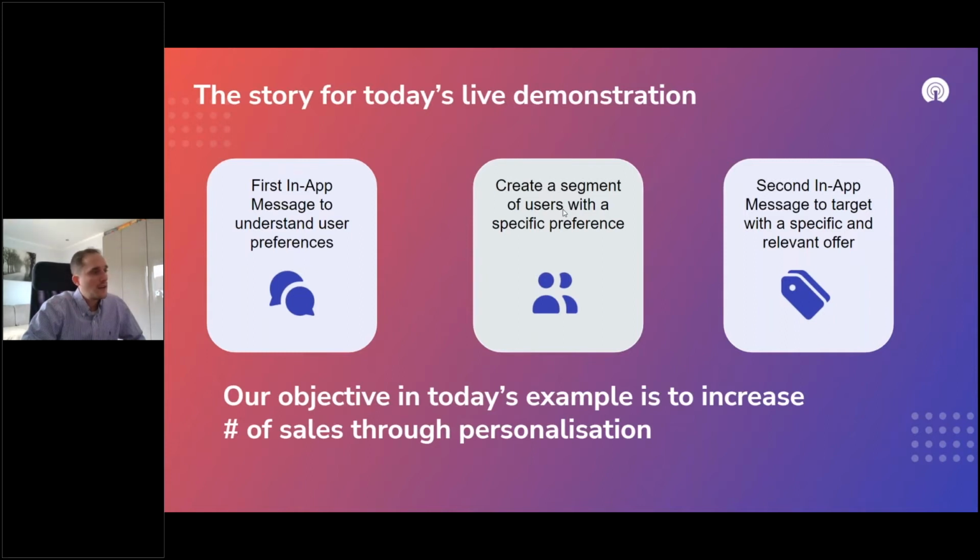Second, having now in this fictitious example captured the preferences of our users, I will now create a segment separating those who have this particular preference, which sets me up for success on the third step, which is the second in-app message aimed at a very particular sub-segment whose preferences we have captured already, to send them a very relevant and timely offer.